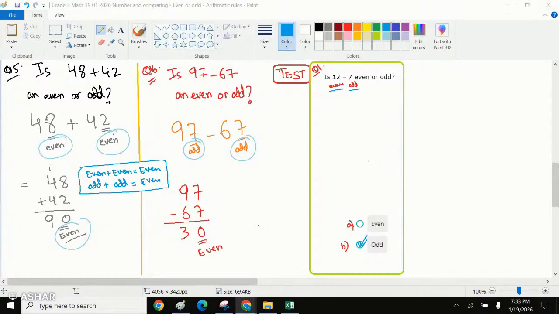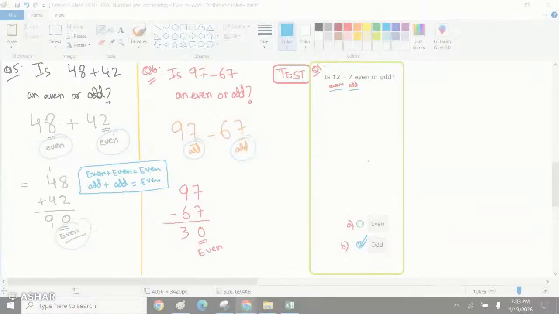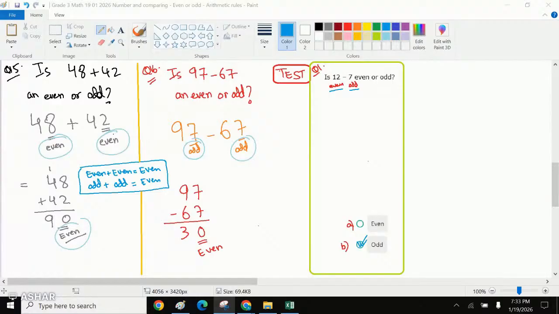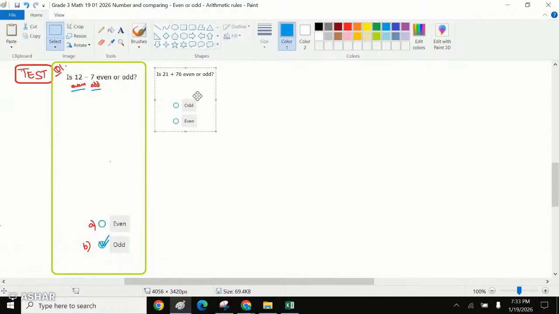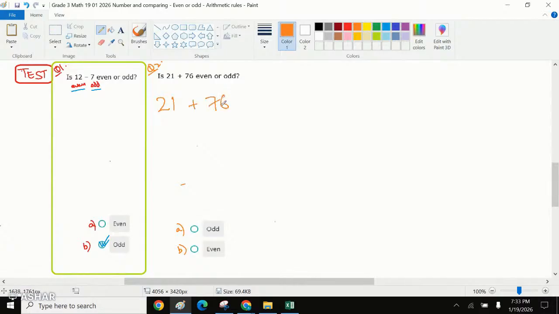Okay. 12 minus 7 was 5, and 5 is always odd. Looking at the next question, is 21 plus 76 even or odd? I'll just put it on the screen. Question number 2 states, is 21 plus 76 even? Would the result be even or would the result be odd?